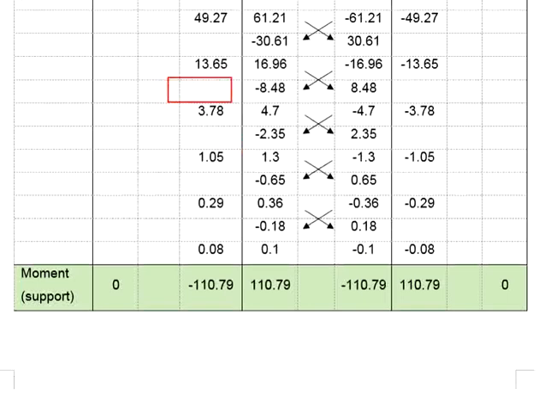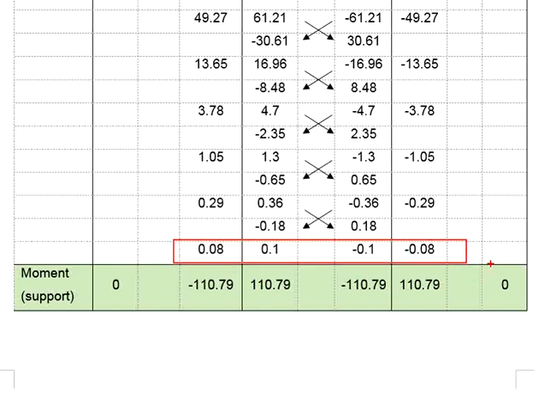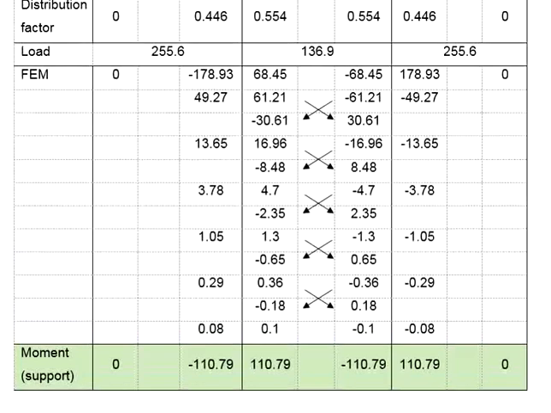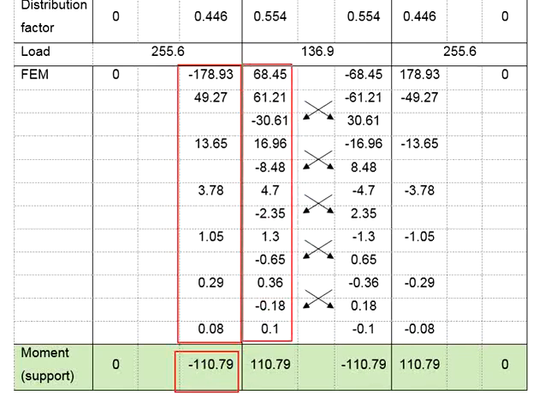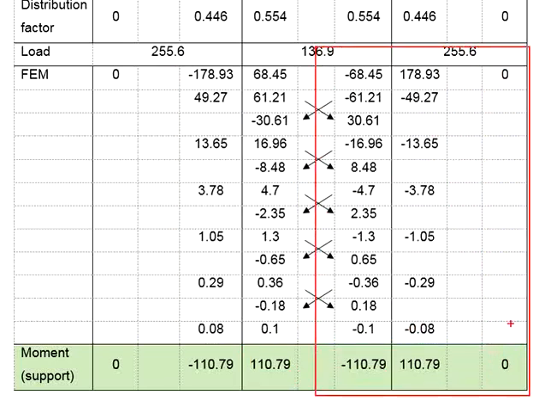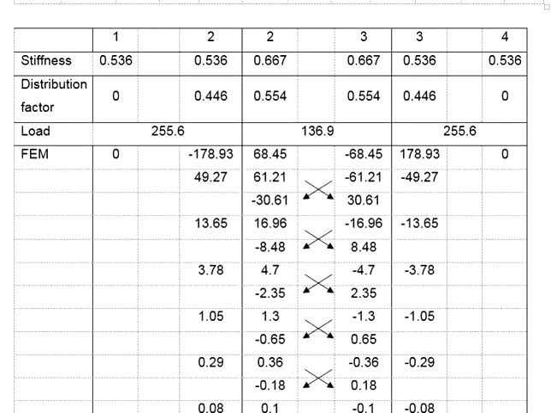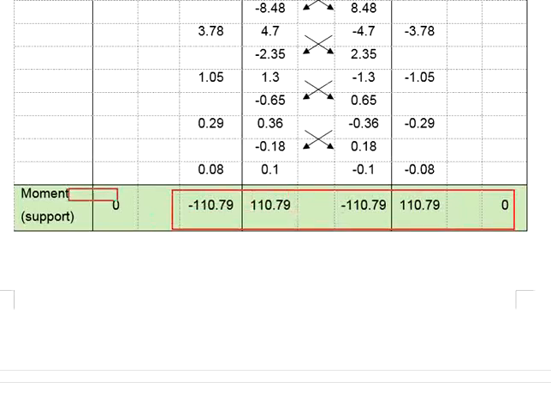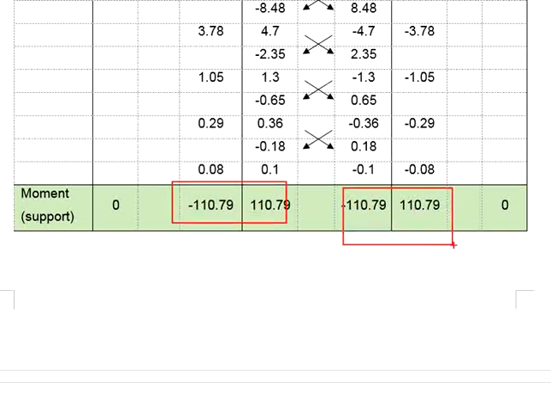You will repeat the same process until the moment after the distribution becomes insignificant. And then what you do next, you will sum up all the moments here to get this value, and sum up all the moments here to get this value. Same process applies to the other places. Since this continuous member is symmetrical at the mid-span, whatever you calculate here will be totally identical on the other side. And then now your moments at the joints are given here. Again, when it is symmetrical, both sides will have the same moment.